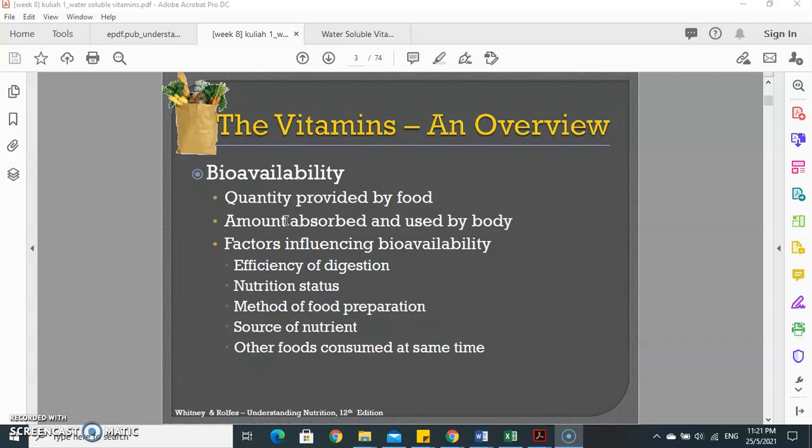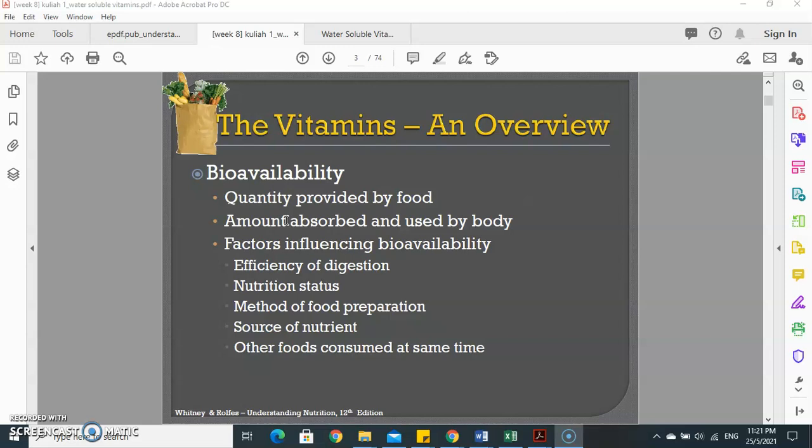For example, fat soluble vitamins need to pass through some sort of barriers first before they can be used, rather than the water soluble vitamins. They can be used directly because they can travel freely in our body. It also depends on the nutrient status of the individual and on the method of food preparation. For example, with vitamin B such as thiamine, if we expose it to high heat, the vitamin itself will be diminished.